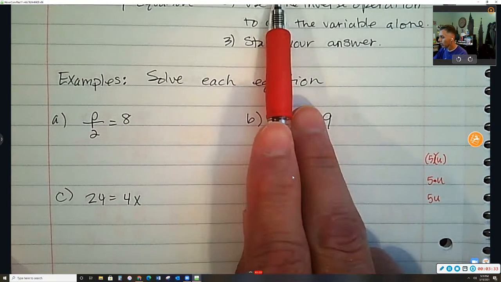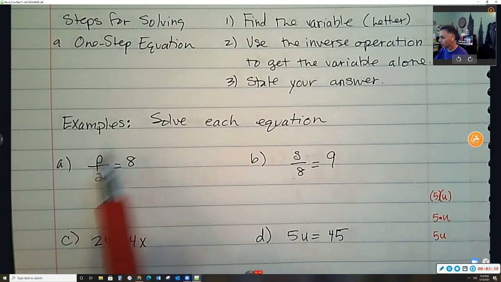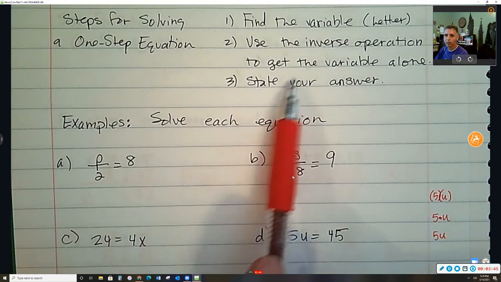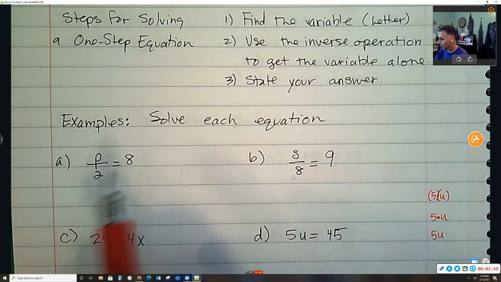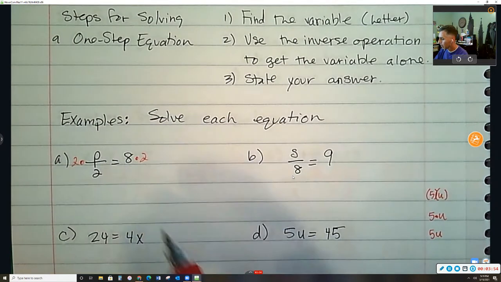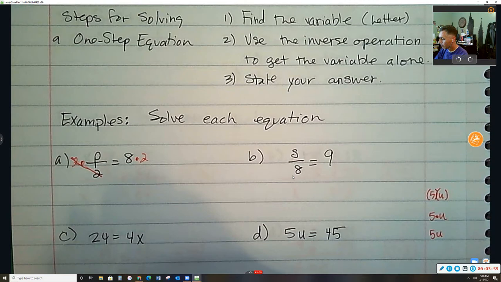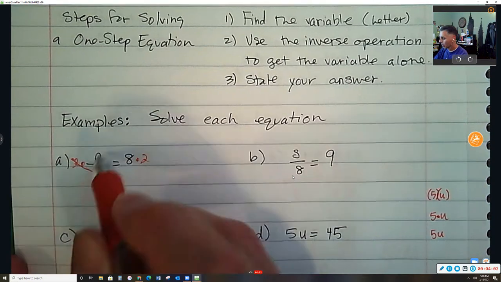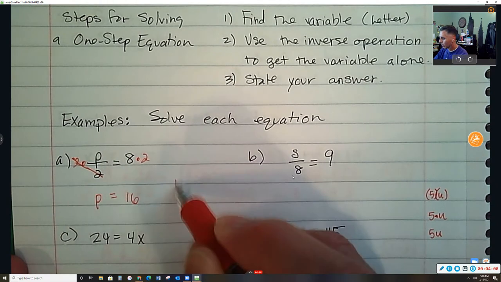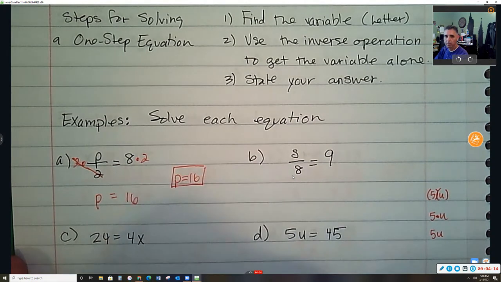So here, step 1, find the variable. There's the variable. The variable is p, and then we're dividing p by 2. So the inverse of divided by 2 would be multiplied by 2. So I'm going to put times 2 on both sides. Okay, and technically these cancel each other, right? Divided by 2 and multiplied by 2 cancel each other. Then you're left with p over here on the left hand side, and then 8 times 2 is 16. So I know my answer is p equals 16, because 16 divided by 2 is 8.